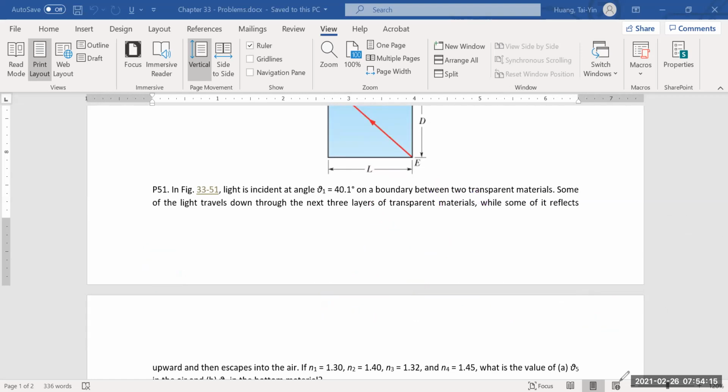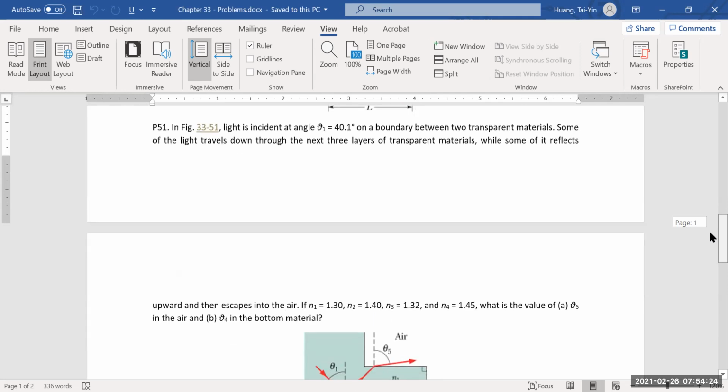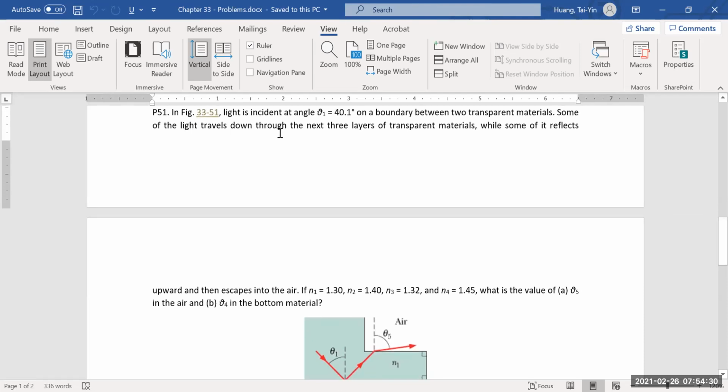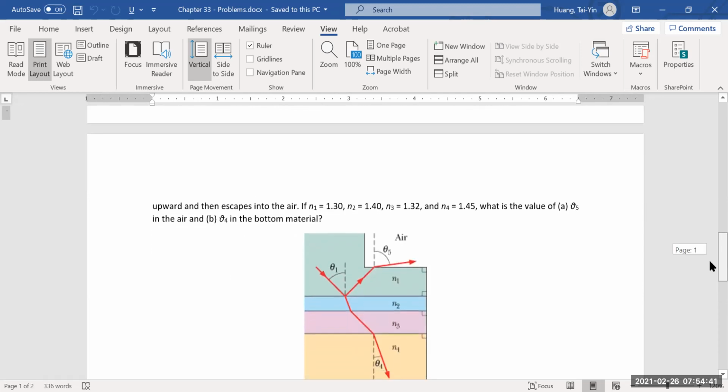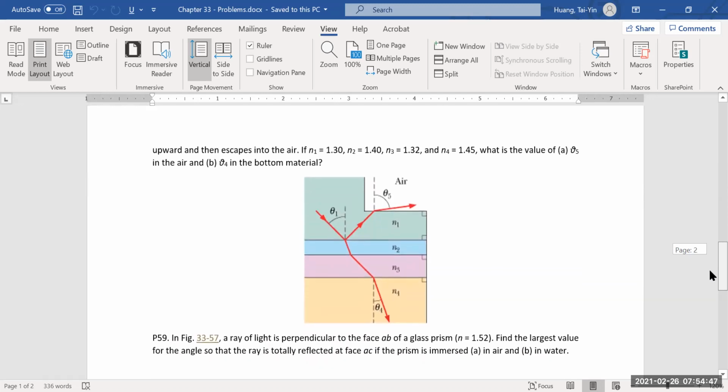All right, so 51, it says light is incident at an angle of 40.1 degrees on the boundary between two transparent materials, some goes upwards, and some of the other light travels down through the next 3 layers of transparent materials, while some of it reflects upwards and then escapes into the air. N1 is 1.3, N2 is 1.4, N3 is 1.32, N4 is 1.45. What is the value of theta 5? That's here. And also, what is the angle theta 4? Theta 1 is given. Okay, so how do we do this problem?